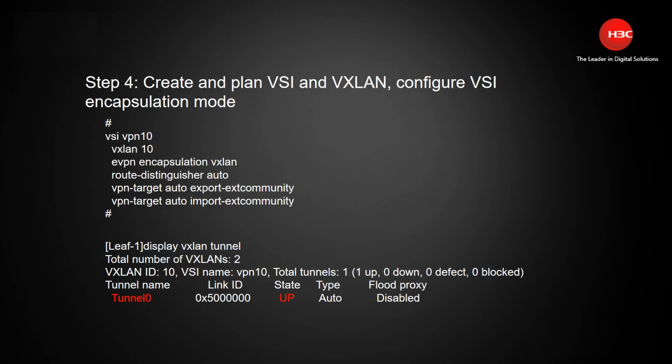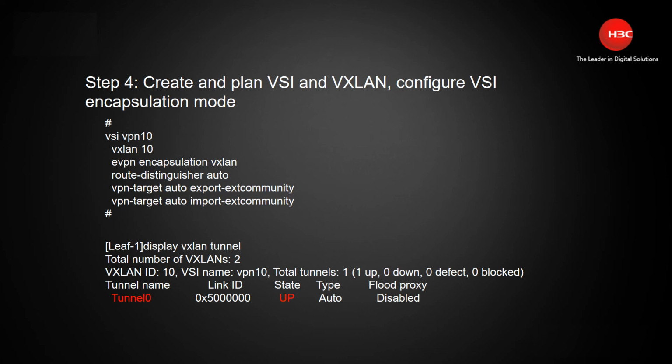Step 4. Create and plan VSI and the VXLAN. Configure VSI encapsulation mode. The VSI and the VXLAN on the device need to be planned by the user. The user can configure multiple VXLAN and VSI instances on the device. Here we configure a VSI named VPN10 on two VTAP devices and configure VXLAN10 to bind to it.